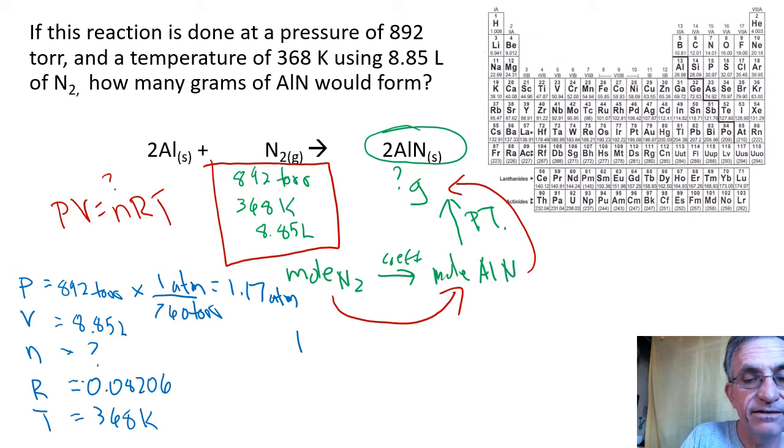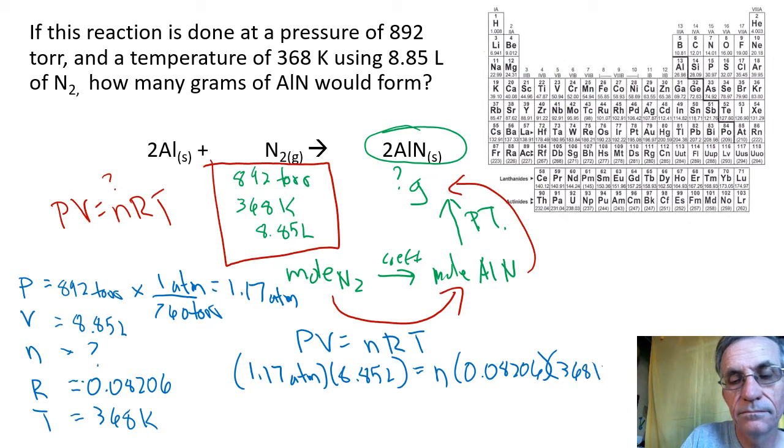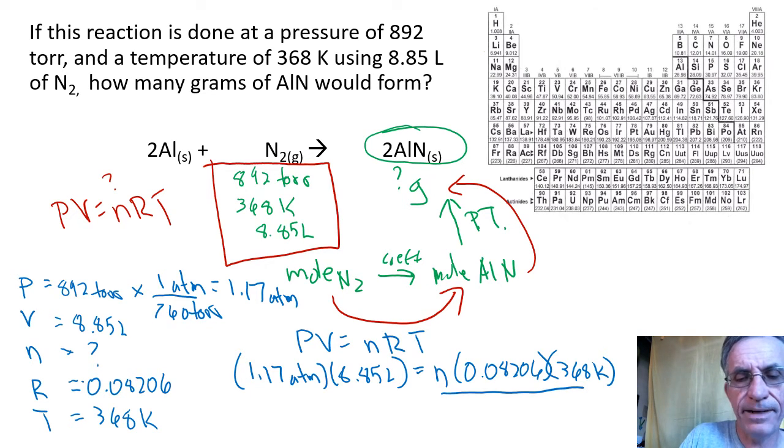Let's go ahead and plug in. PV equals nRT. The pressure of my nitrogen, the volume of my nitrogen. Moles is what I'm looking for. R, T. All right. So we're going to solve for n. All right. So how are you going to solve for n? Oh, we're going to have to take both sides and divide. Divide by what? Divide by 0.08206, because that's going to cancel over here.